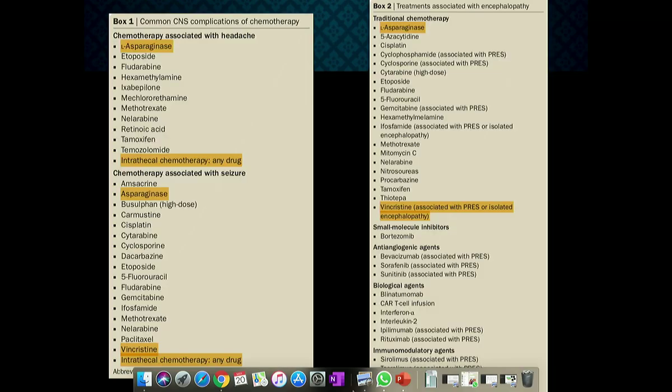Here are some tables just to show you what we already know, or what is in the literature, about the direct complications of certain chemotherapeutic agents. We can see that L-asparaginase can cause headache, seizures, and even encephalopathy. And we also have to remember that in our patient, L-asparaginase was part of her treatment. Vincristine is associated with seizures and also with encephalopathy. And no matter which drug is applied, intrathecal chemotherapy can give complications like seizures, encephalopathy, plexopathy, etc.